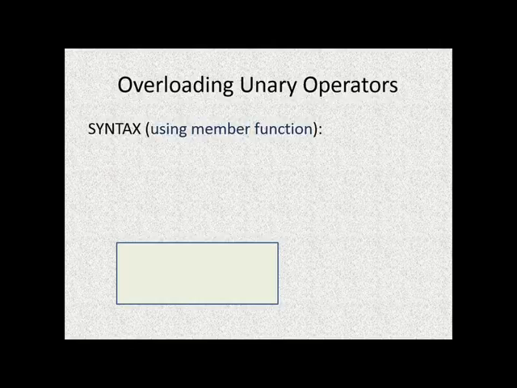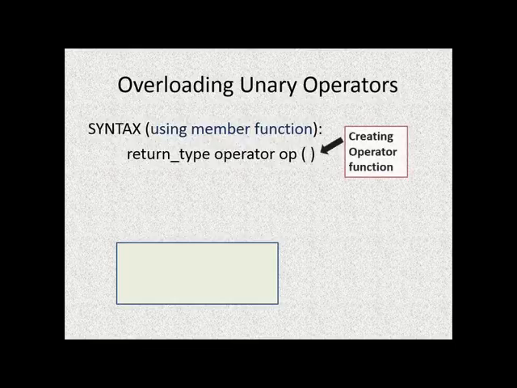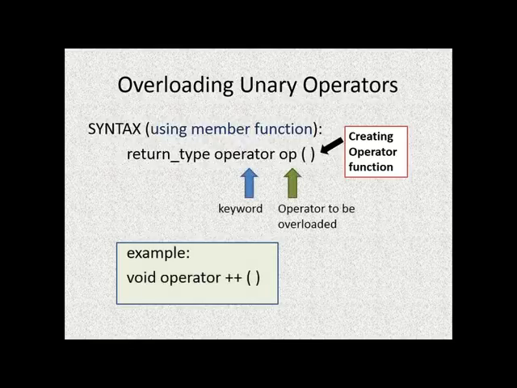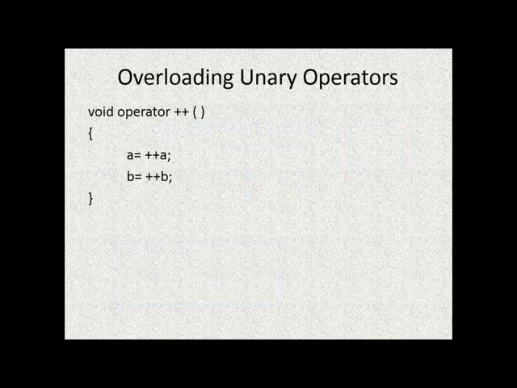Next is the syntax for declaring an operator function for overloading the unary operator. First you need to write the return type, then the operator keyword, and then the operator which you want to overload. Since it is a function, you need to place the function call operator, that is round braces. This is our operator function. We are declaring an operator function. Example, void operator plus plus, where plus plus is the increment operator which we want to apply on the classes.